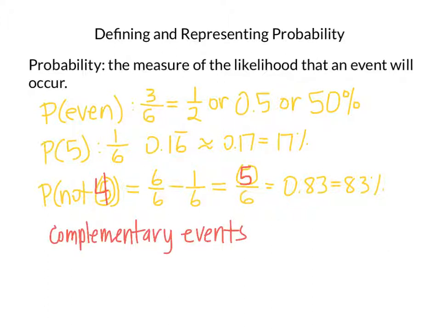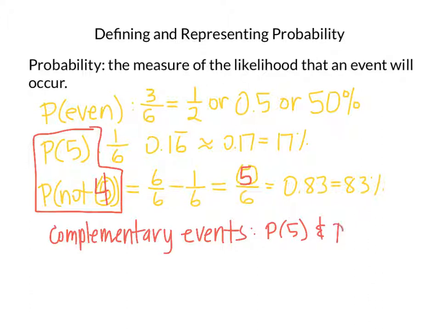Just the probability of 5 and the probability of not 5. Well, I changed it to the 4, but it should... We're talking about probability of 5 and the probability of not 5 would be complementary events. Complementary events are the events that make up the entire list of possible outcomes.